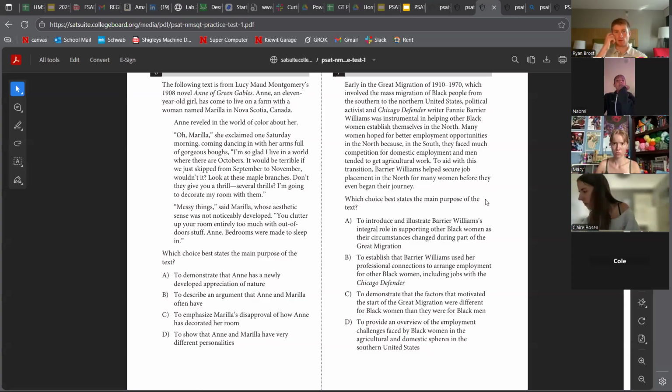Macy, what do you think for 6? I said D. Yeah, perfect. D would be the correct answer here. We can see their different personalities between these two paragraphs. "Reveled in a world of color about her" talks about how she's so excited and everything's gorgeous. And then these are "messy" and "clutter up your room," just more pessimistic. Shows the difference there.